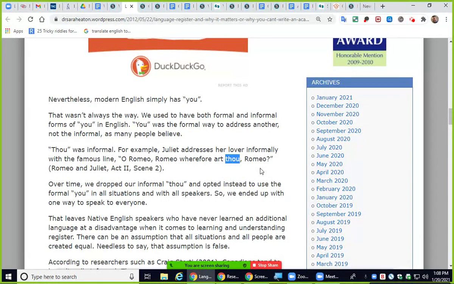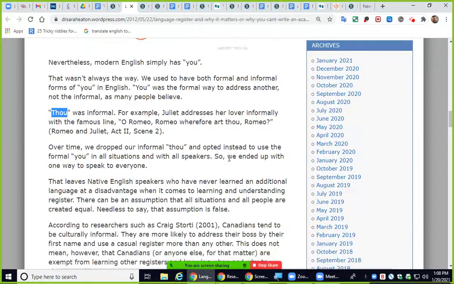If she was talking to her mom or to a doctor, somebody important that she respects, she would probably be using you. But since Romeo was like her boyfriend, she said thou. But because we don't use it, we don't see it as informal. We see it as very formal. Thou art a fool. But it's really not. And that was kind of surprising to me. I hadn't really thought about that.